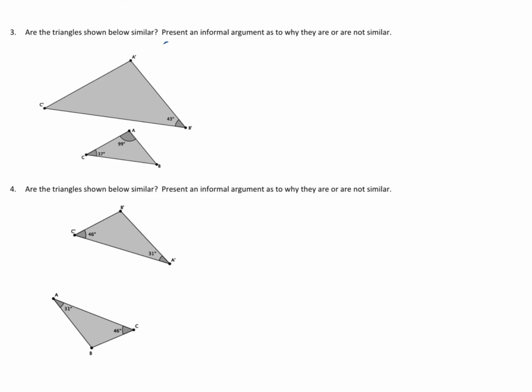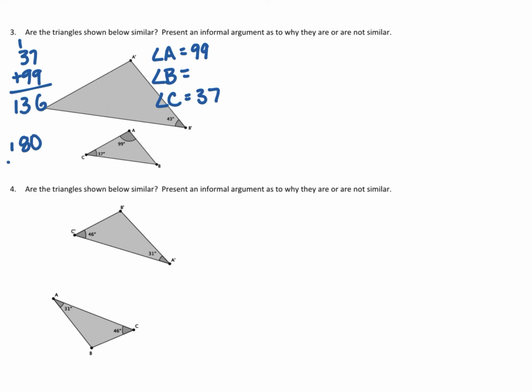In this one, angle A is 99, angle B I'm not sure about, and angle C is 37. I am going to solve for angle B by figuring out what piece is missing from 180. So 180 minus 136 is 44.